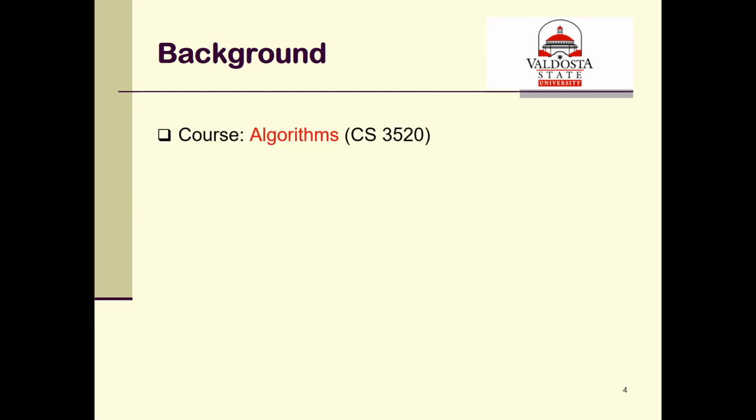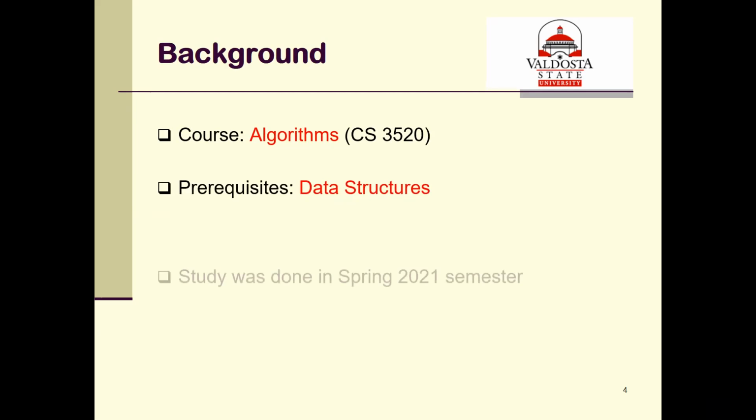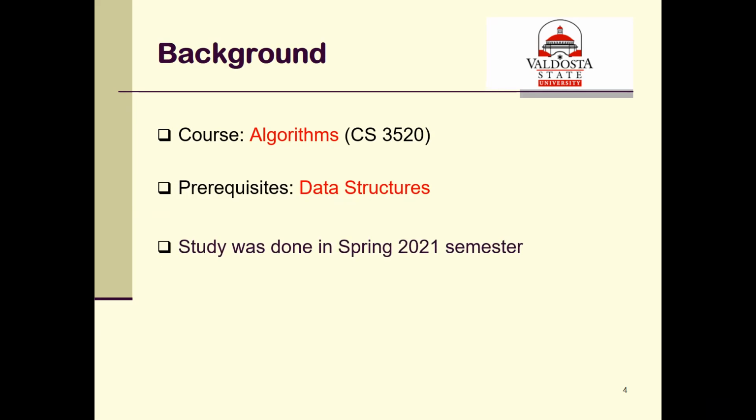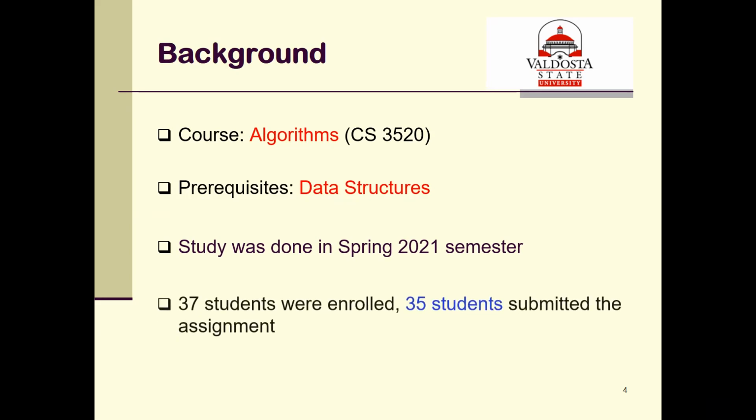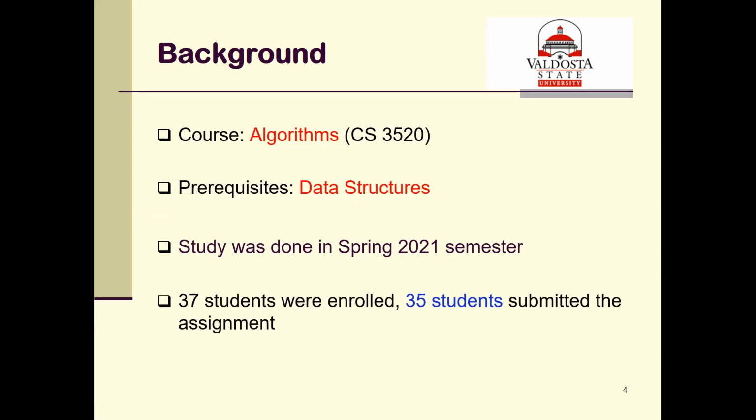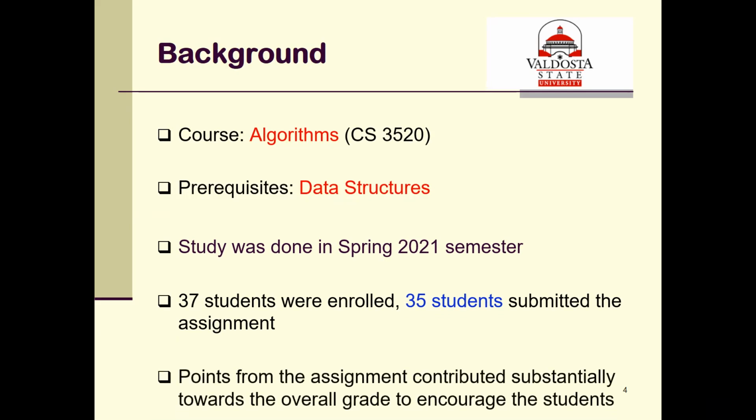So here's a little background of what we did. The course, as I mentioned, is an algorithms course for undergrads. The prerequisite for this course is the data structures course. This study was done just last semester, spring 2021, and there were 37 students enrolled in this course. For this particular assignment, 35 students submitted, so the results were based on those 35 submissions. Points from the assignment contributed substantially towards the overall grade, to encourage and motivate the students to participate.